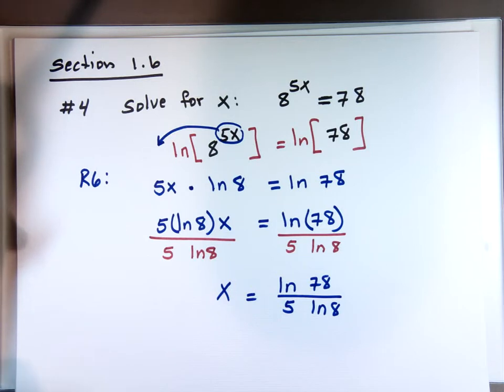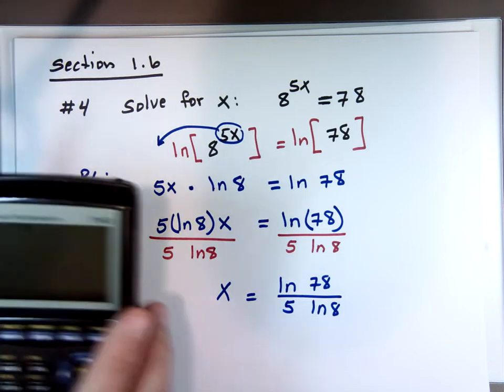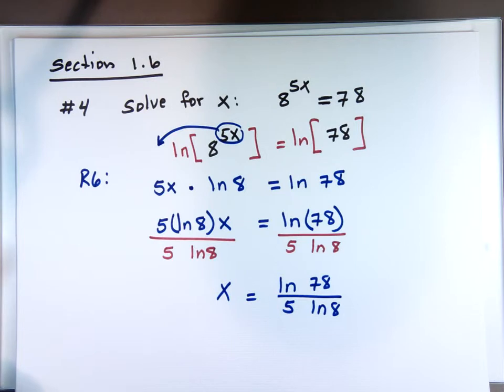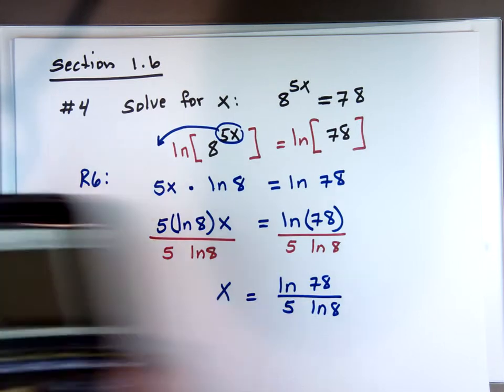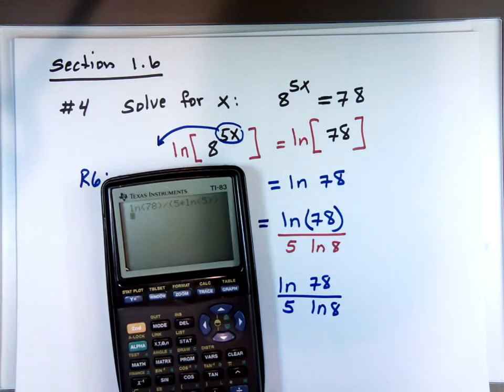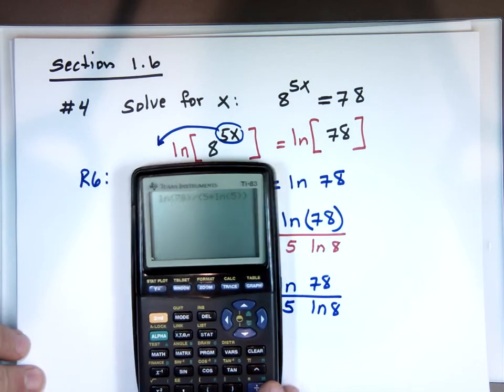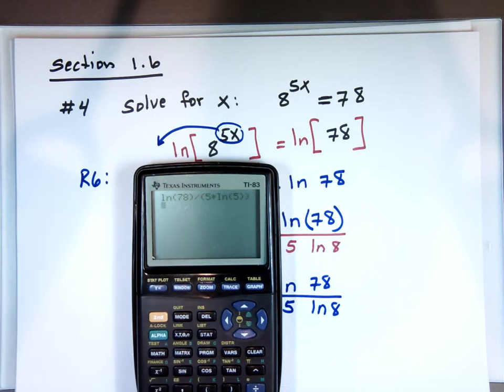So ln of 78, close your parentheses here, divided by, open parentheses, 5 times ln of 5, close parentheses, close parentheses. So notice my parentheses here. I don't know if you can see them. ln of 78 divided by, I have a whole group of parentheses here to make sure I'm dividing by the whole thing. 5 times ln of 5 equals 0.54.